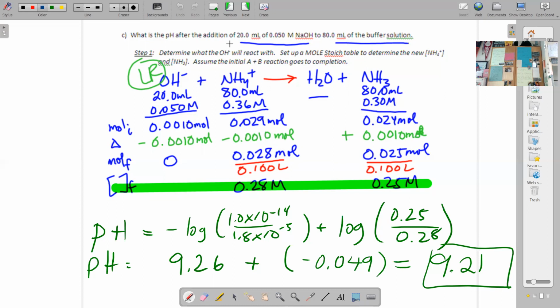We would be delinquent if we didn't prove that buffers do work by looking at what would happen if you didn't have a buffer. So the next question, D, basically says, what if you took that same amount of base, 20 mL of 0.05 molar, and you just added it to water? Of course, you know what is going to happen to the pH. It's going to skyrocket. Can you prove it mathematically? I'll rephrase it a little bit: what if you took 20 mL of your 0.05 molar NaOH and you added 80 mL of water?